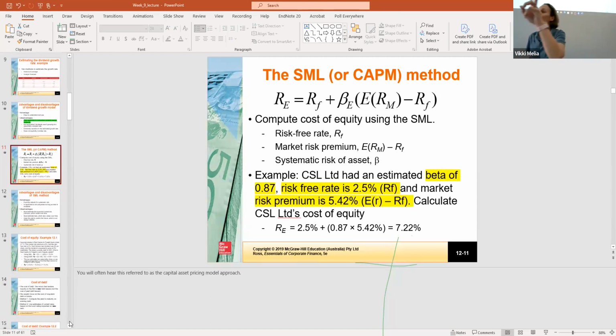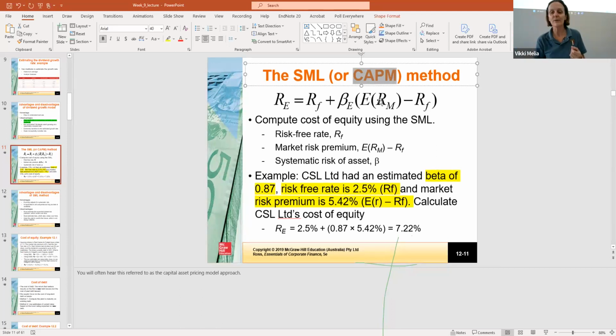So we looked at two different ways of calculating the cost of equity from the company's point of view. The cost of equity is just the required return for the shareholders. We can either use the dividend growth model method, which we looked at in week 5. That one only works if it's a company that's paying dividends. Or we can use the capital asset pricing model or the security market line. The good thing about using the capital asset pricing model, like we did here, is it takes risk into consideration.